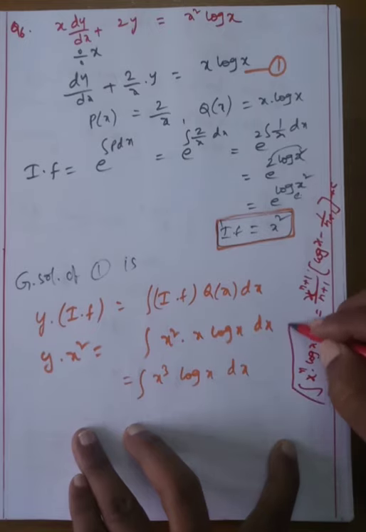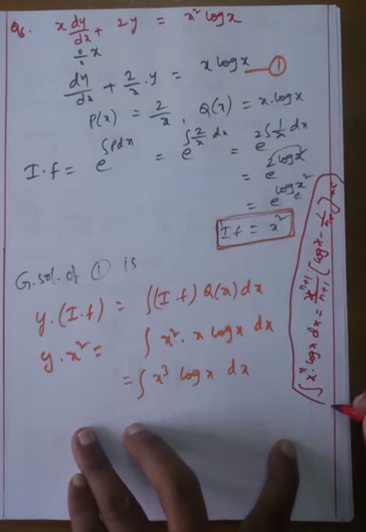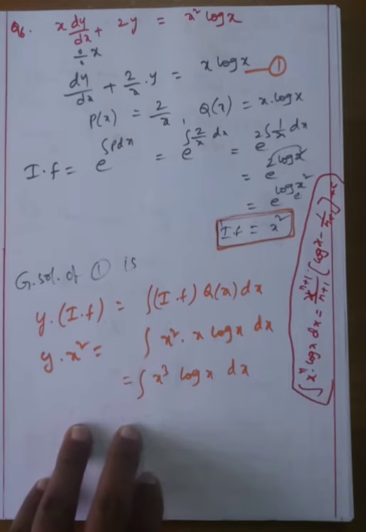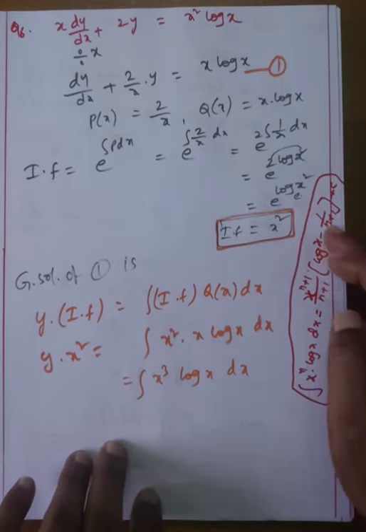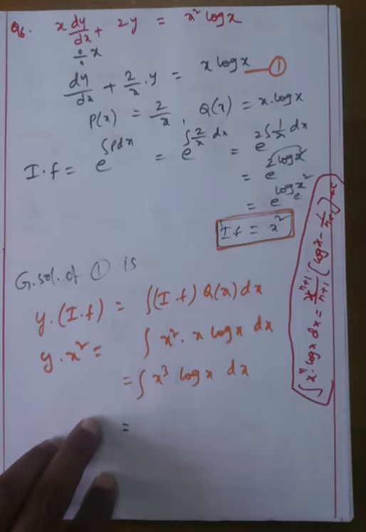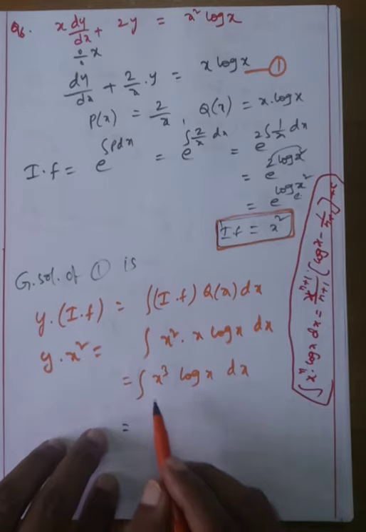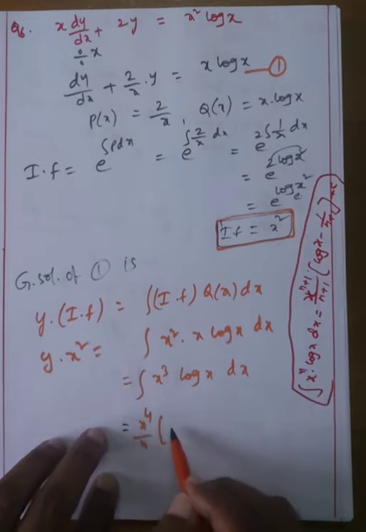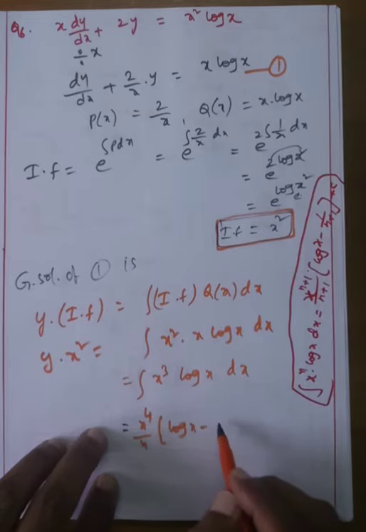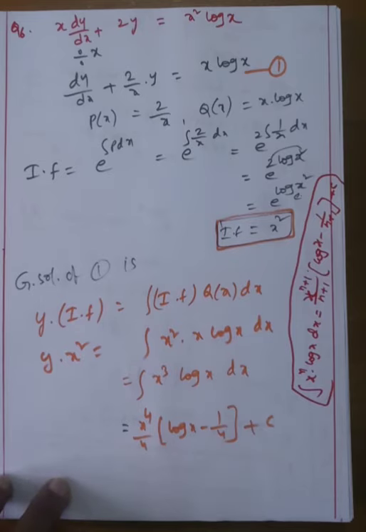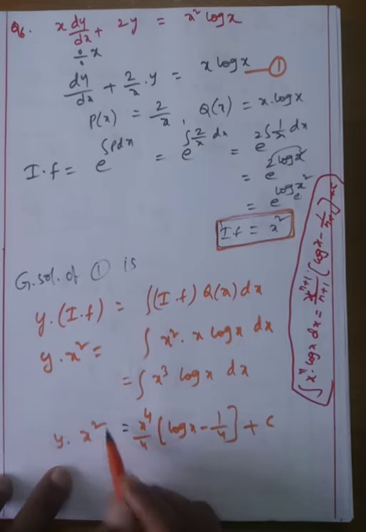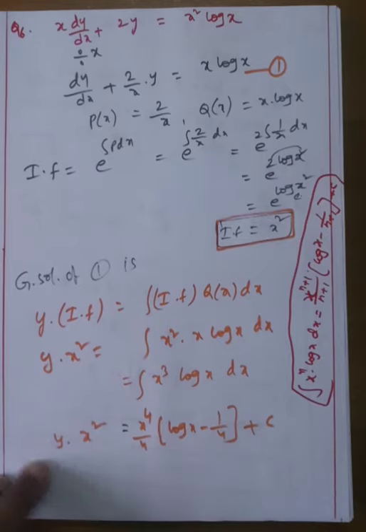I hope that you know the formula or not. Yes. The integral of x power n into log x dx is equal to x power n plus 1 by n plus 1 into log x minus 1 by n plus 1. Here, n is 3, so x power n plus 1 means x power 4 by 4 into log x minus 1 by n plus 1 means 1 by 4, plus c. This is the answer for that solution. This is y into x square.